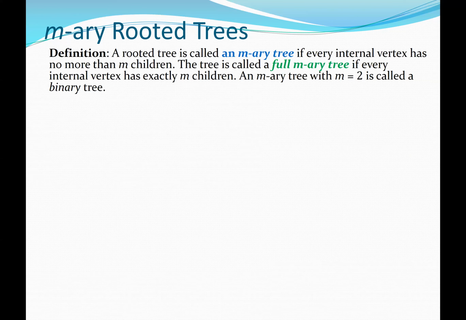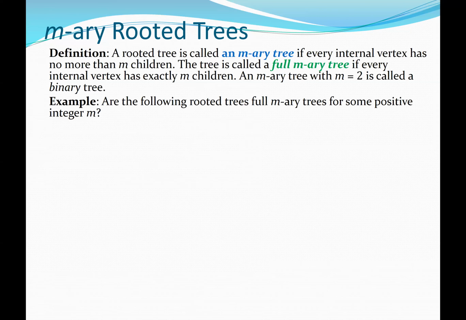Now a tree is called a full m-ary tree if every internal vertex has exactly m children. So if you consider the 3-ary tree, you have to have 3 children for every single internal vertex. And when m equals 2, instead of calling it a 2-ary tree, we call it a binary tree. You work more with binary trees in computer science.